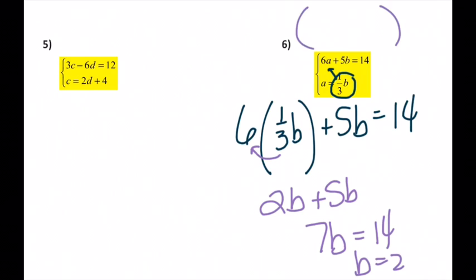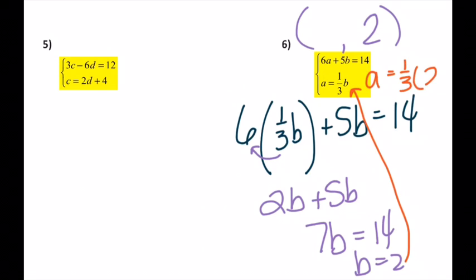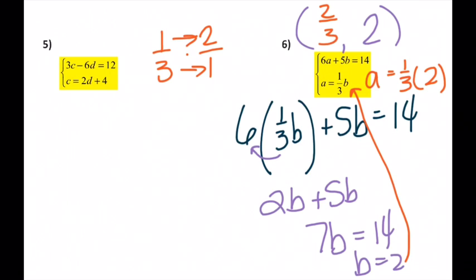So as far as my ordered pair, since I have a and b, this is going to go in the b position right there. Now how do I find a? Well, what I'm going to do to find a is take this and put it right in there. a is equal to 1/3 of 2. Well, 1/3 of 2 means 1/3 times 2 over 1, you just multiply across, so 2/3 it is.